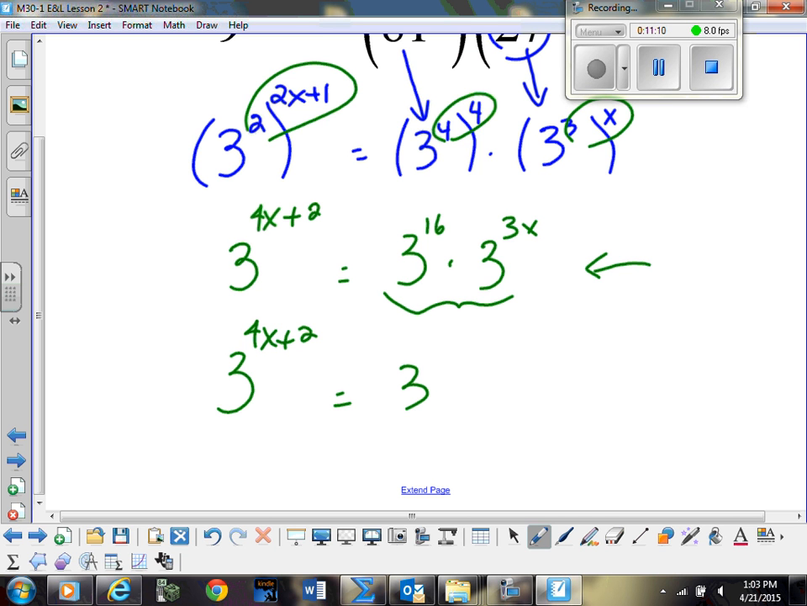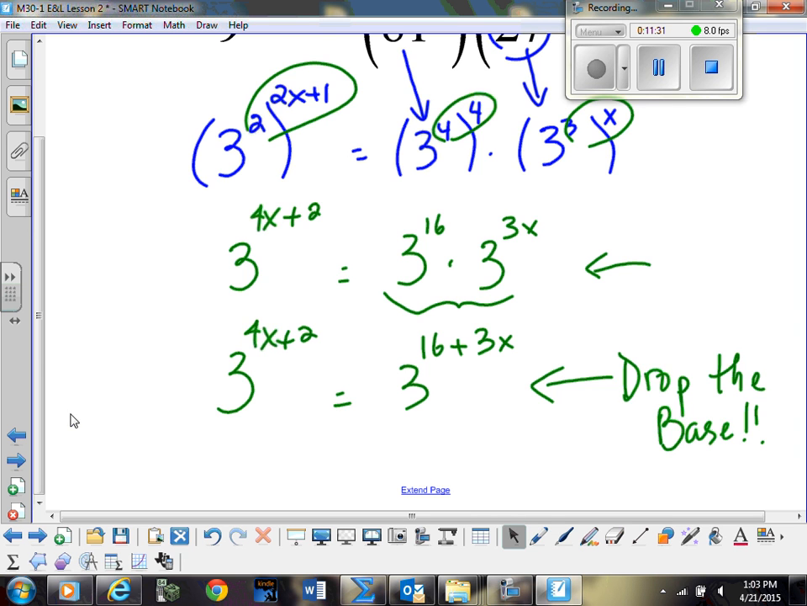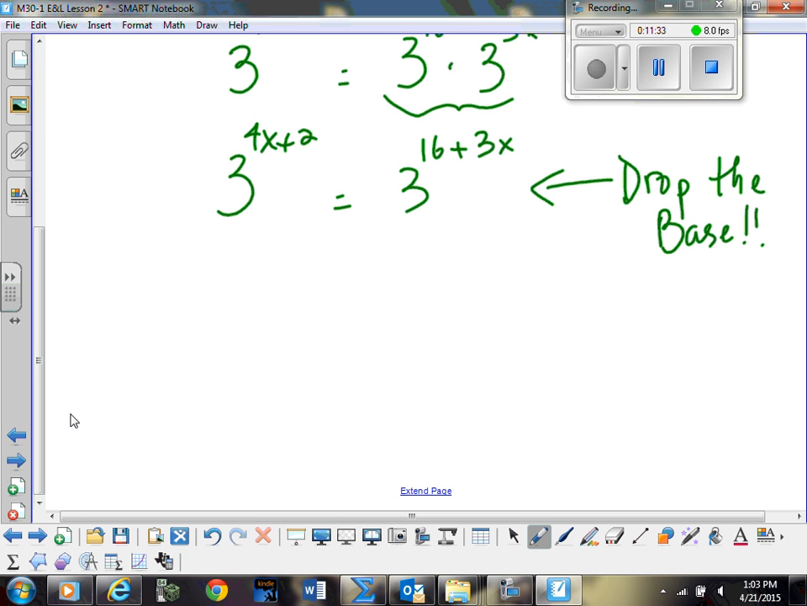Now the rule with this side is that your bases are the same and you're multiplying. So this is going to be, when you're multiplying with the same base, add your exponents. Okay, now we are at the point where we can drop the base.